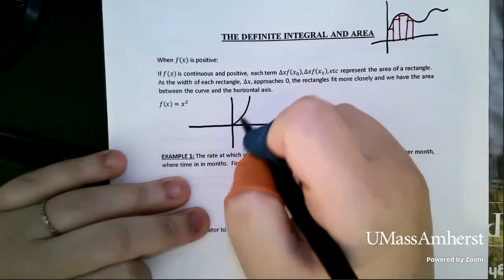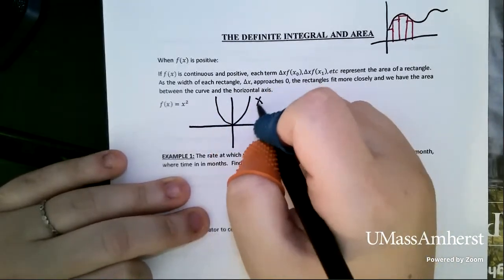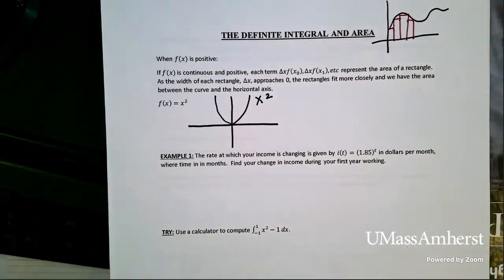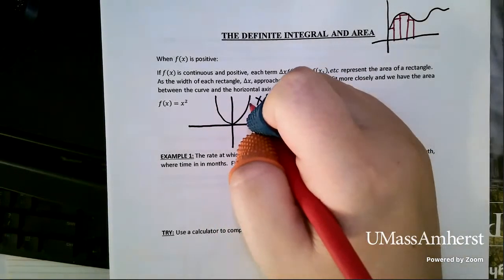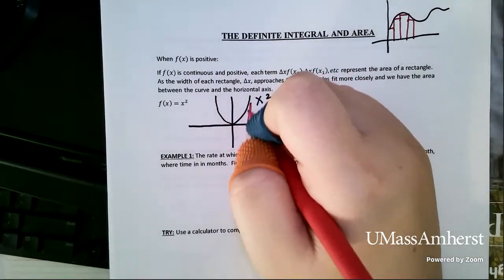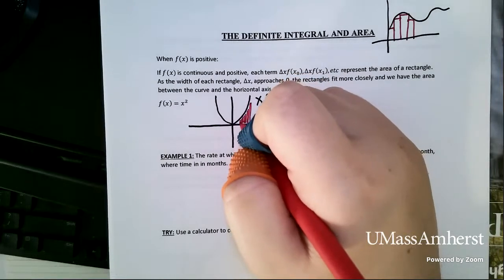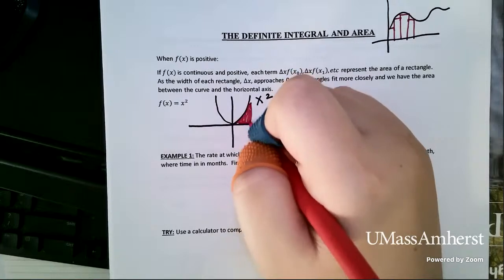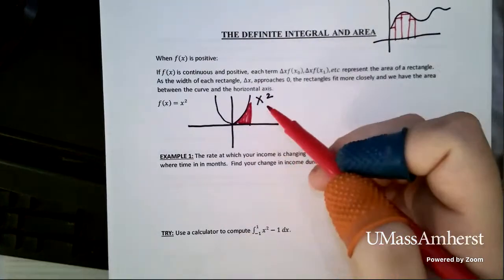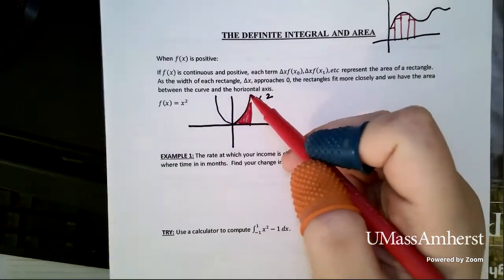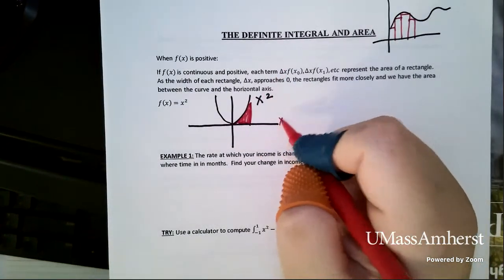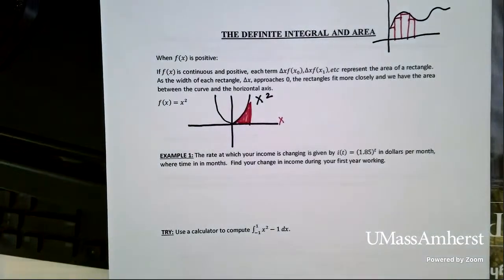So x squared is a parabola. It looks like this, right? If we look at the area under the curve, again, any area that we find, even if it's exact, is above the x-axis. So the idea is that the area we are finding is the area between the function and the x-axis. Okay, so that's what we've been doing so far.